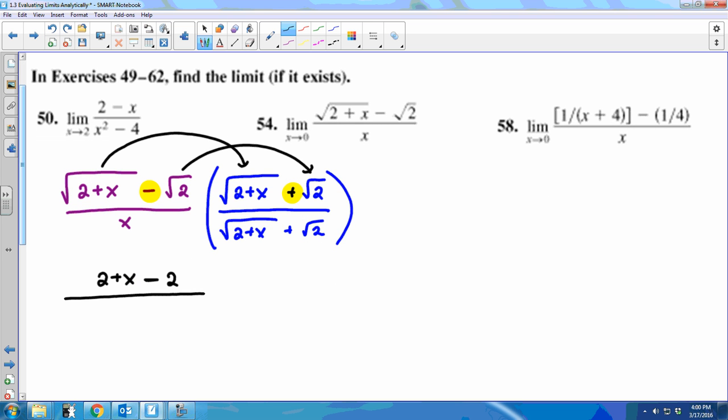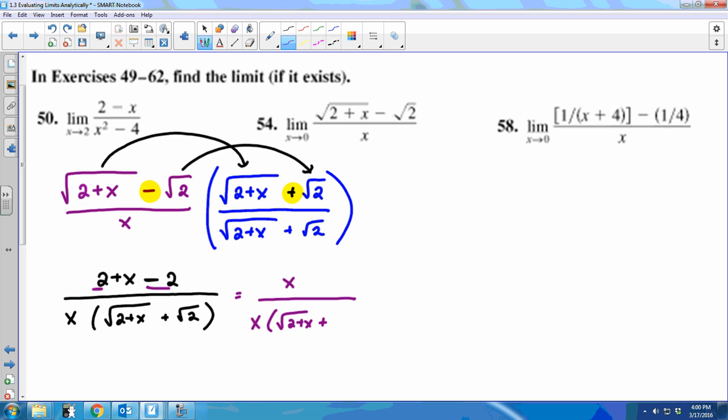In the denominator, I am not going to distribute this. I'm just going to write it as two separate things that are being multiplied. All right? Now, I need to simplify a little bit. In the numerator, I have 2 minus 2. Well, that's 0. So I have x over x times the square root of 2 plus x plus the square root of 2.